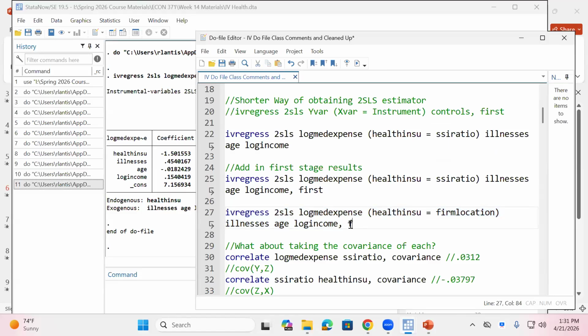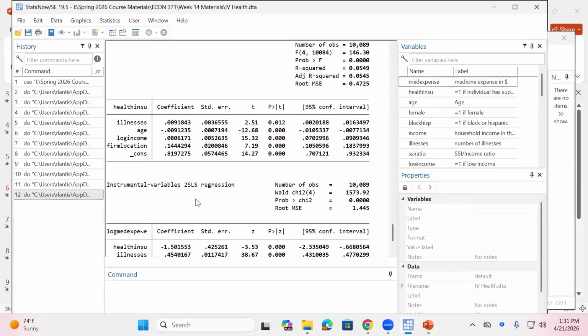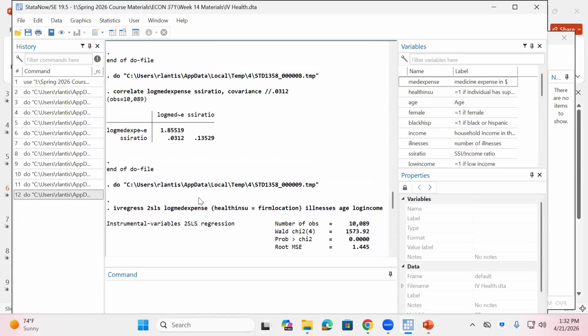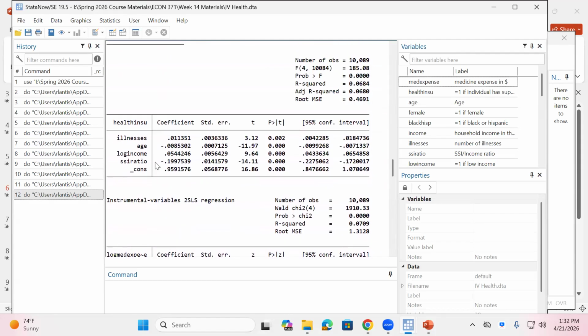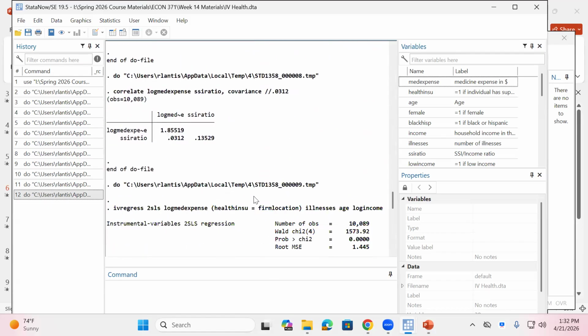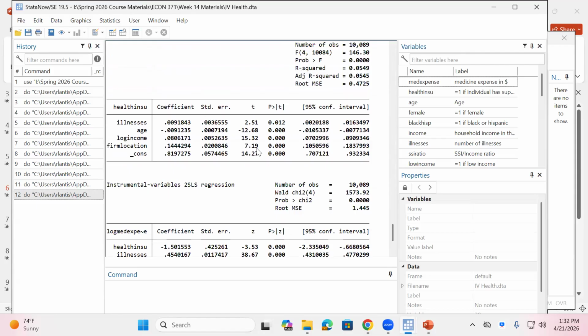Or sorry, stronger instrument? If I look at the first stage results, right? So if I go back and look at the first stage results for that ratio variable, it looks like it had a test statistic of negative 14. That firm location from our first stage has a test statistic of 7.19. So it is still statistically significant and correlated with that X variable.